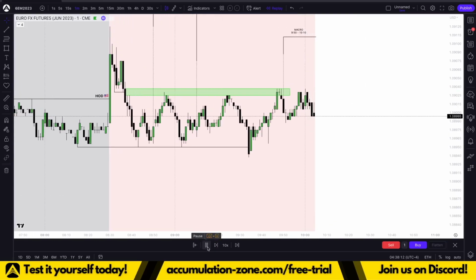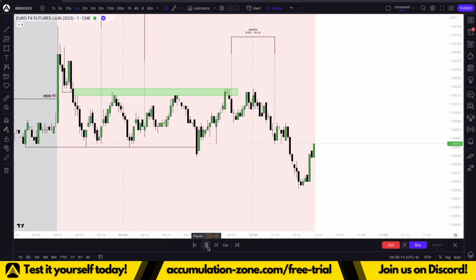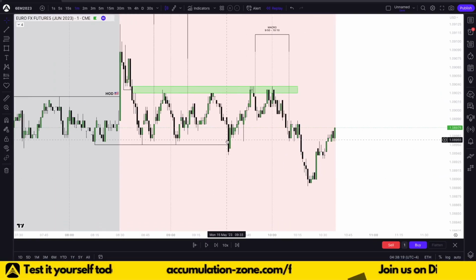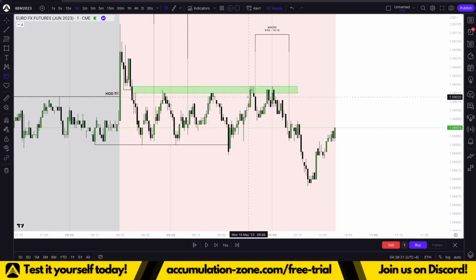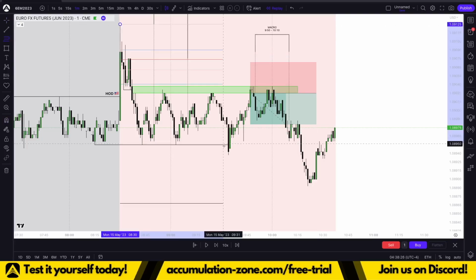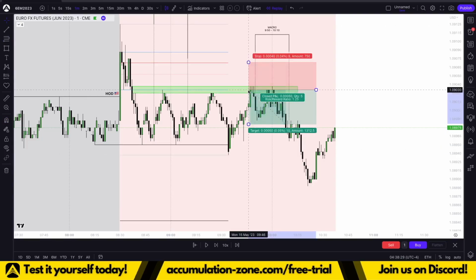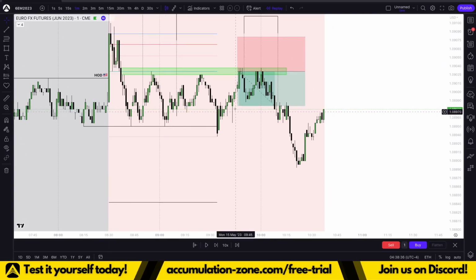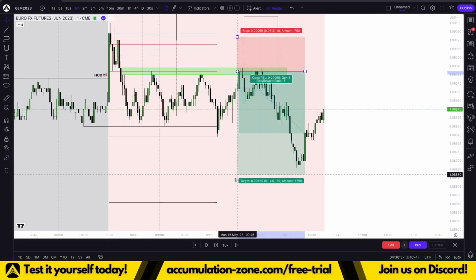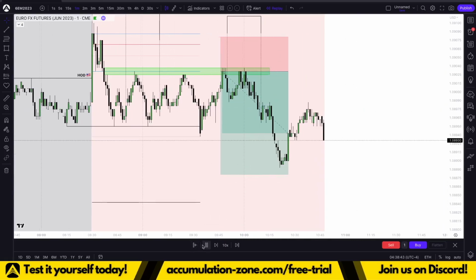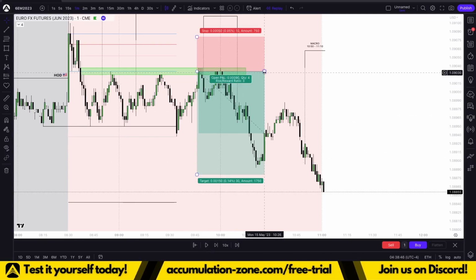Let's see. We kept on rejecting from this level. That's when we shifted market structure. So we could have placed our entry right here. From our high to our low, that's perfectly at the 50% retracement level. So let's place our stop loss 1 tick above this high and target a 3-to-1 risk to reward ratio. And our take profit target would have been hit.